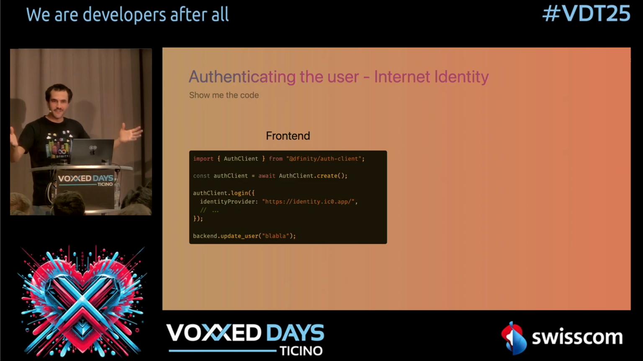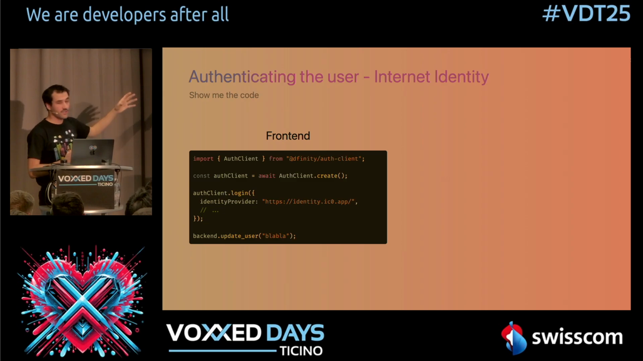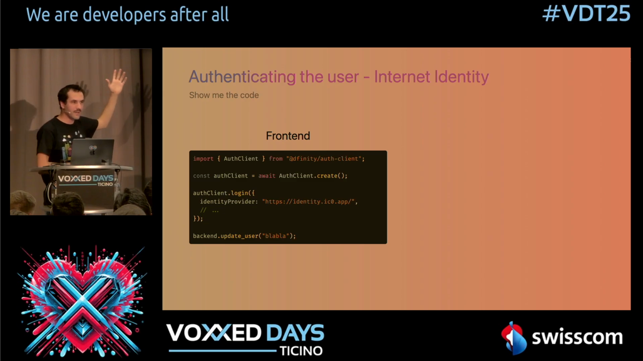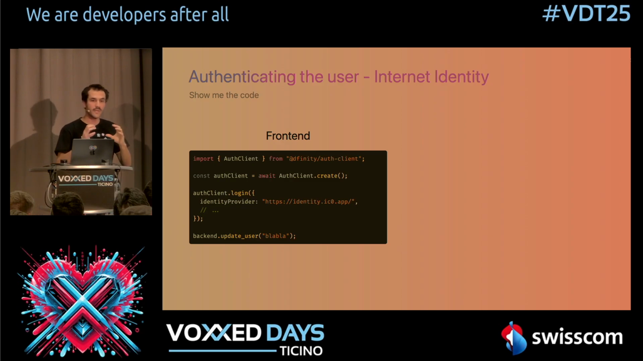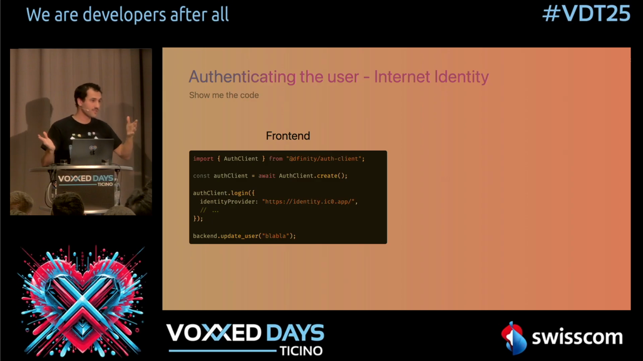But we are developers, and so we want to see the code. Actually, this code is not complete, of course. It's not all the code that we need to run our application, but that's just an extract of what we need to integrate the internet identity into our system. And as you can see, we said we are going to build a full stack application, so we're going to build a front end and a back end.